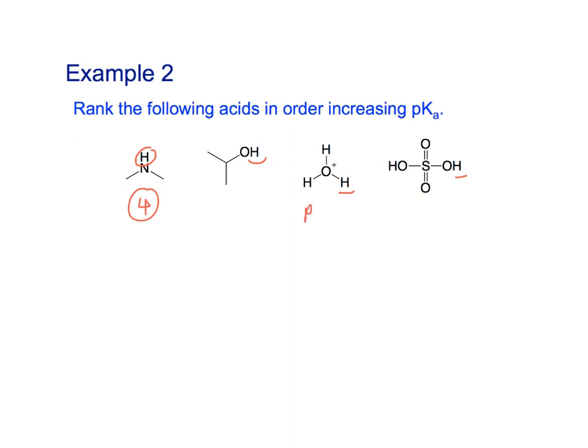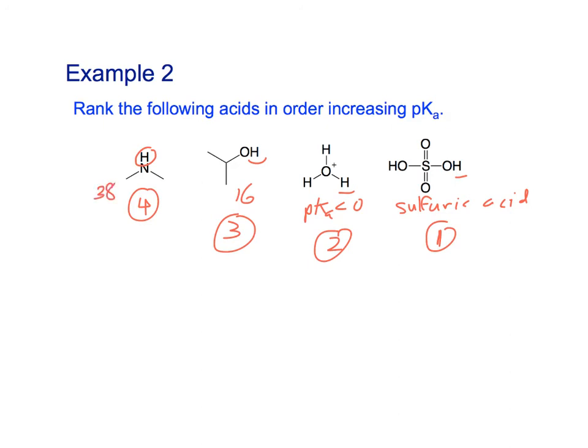We have hydronium ion. We know that the pKa here is less than 0, so that's very acidic. What's the structure on the right? This is actually sulfuric acid. So what happens when we put sulfuric acid in water? It completely dissociates to give us hydronium ion. It doesn't go back the other way very easily, so sulfuric acid is actually a stronger acid than hydronium ion, and that's much stronger than the alcohol, because this has a pKa of around 16, and this has a pKa of around 38.